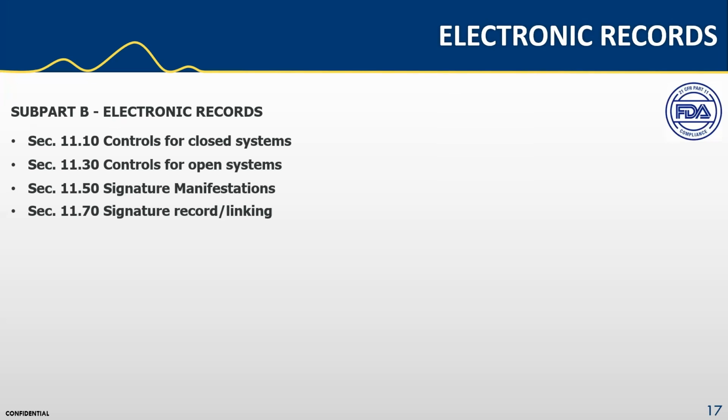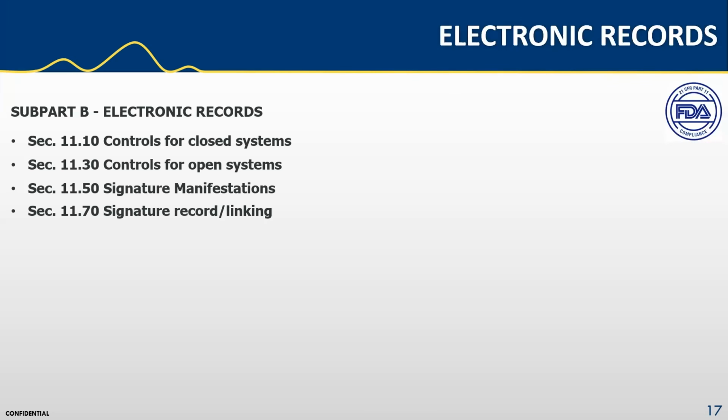Section 11.30, controls for open systems, typically means that more people have access to the record-keeping system. So the security requirements should be slightly more comprehensive to help ensure that the records kept are accurate, readable, and reliable. This section recommends that open systems are subject to the same 11 security requirements as closed systems, along with any additional appropriate measures such as document encryption and the use of digital signature standards to ensure the integrity and confidentiality of the records.